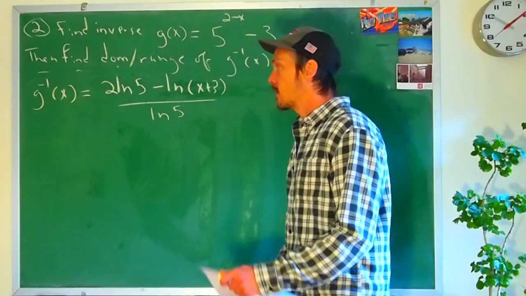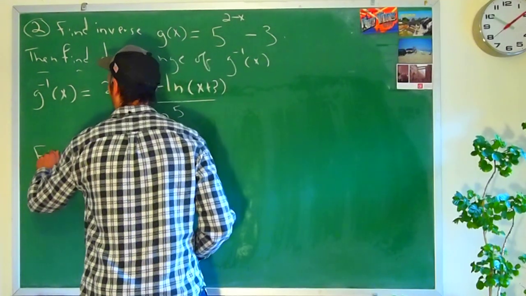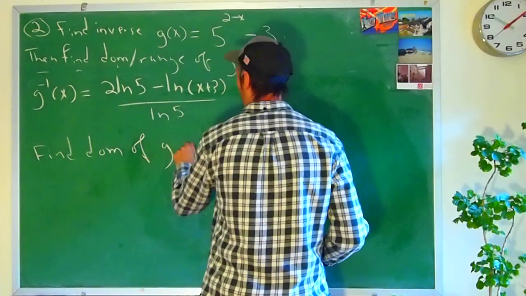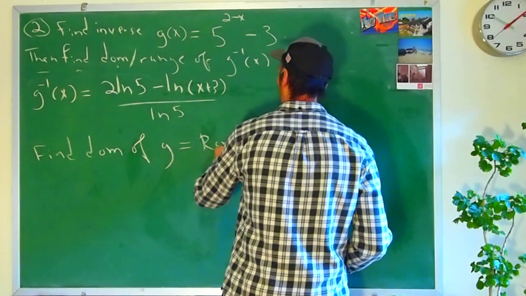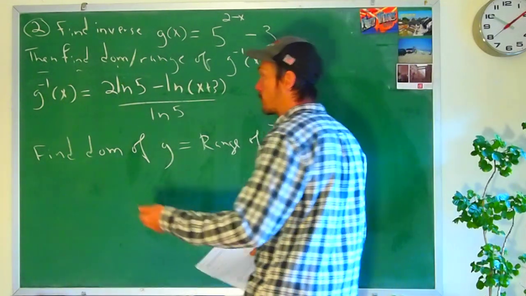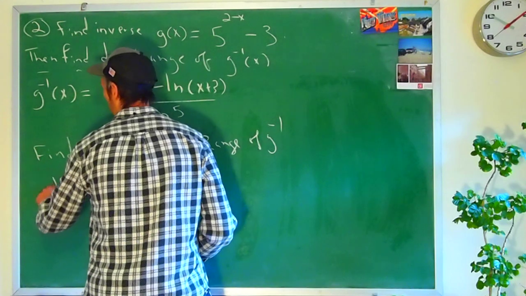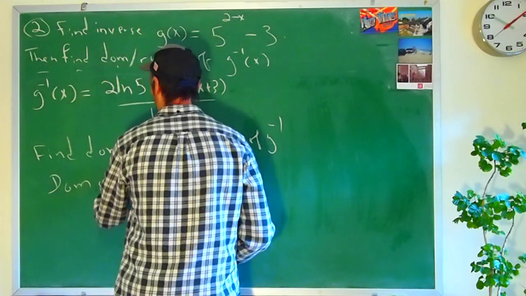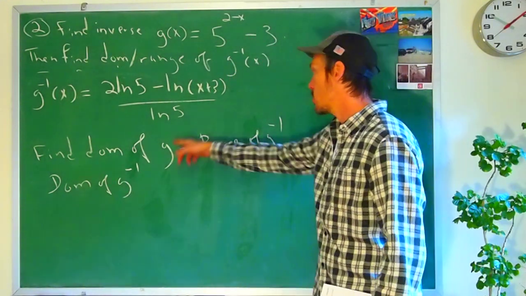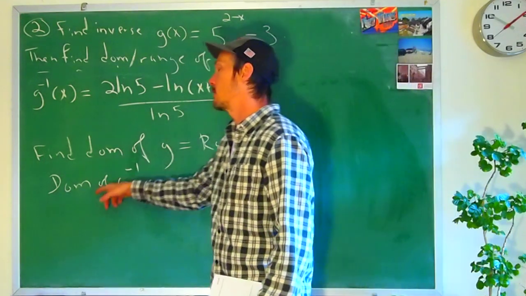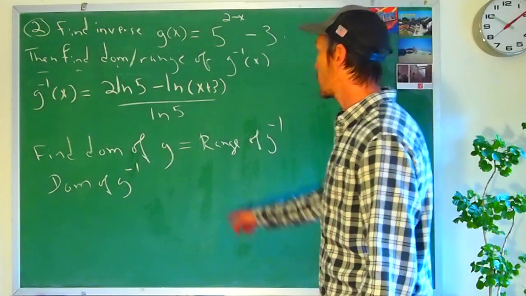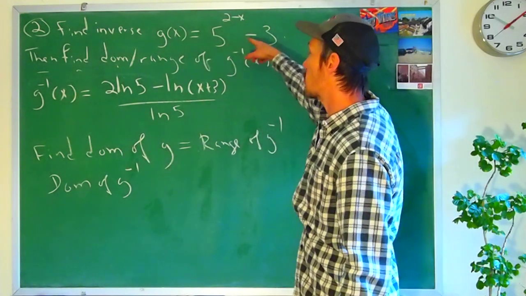So what I'm going to do is find the domain of G, and then that will be the range of G inverse. That will give us the range, and then to find the domain of G inverse, we're just going to find that directly. So I'm going to find the domain of G and switch that to be the range, and then find the domain of G inverse directly, and then I'll have both domain and range. All right. So first, let's talk about what's the domain of the original function G.